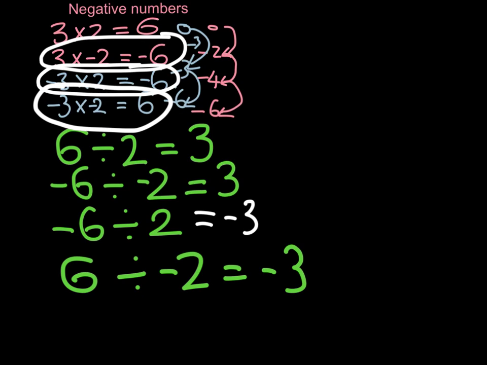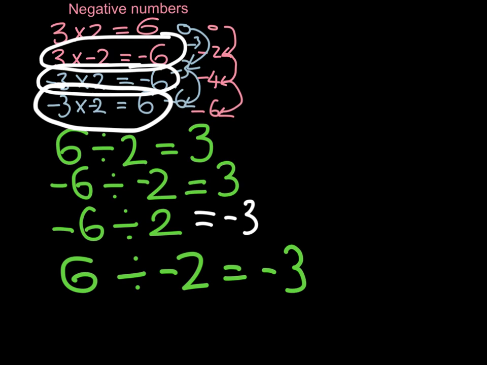You can look for patterns. Let's just have a quick look at them. A positive number divided by a positive number does give us a positive answer. A negative number divided by a negative number, that does give us a positive answer. So the signs are the same in both positive and negative, and that gives us a positive answer.